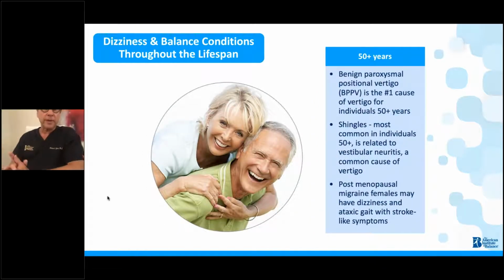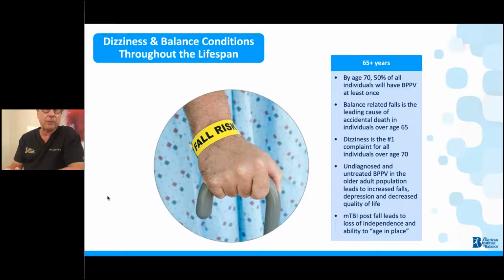But then we move into the post-childbearing years and into what we sometimes refer to as the golden years. BPPV, benign paroxysmal positional vertigo, is the number one cause of vertigo in all individuals. In fact, it's estimated that by age 70, 50% of all people will get this at least once in their life. But we also have shingles, which is due to the herpes zoster virus, secondary to chickenpox when you were a child. The virus lies in the spiral ganglion, and then as you age, it pops out.